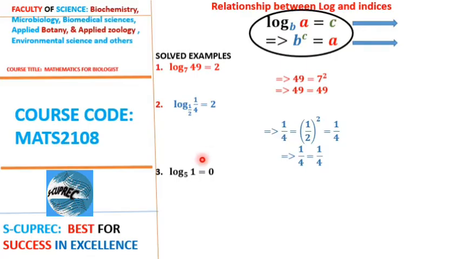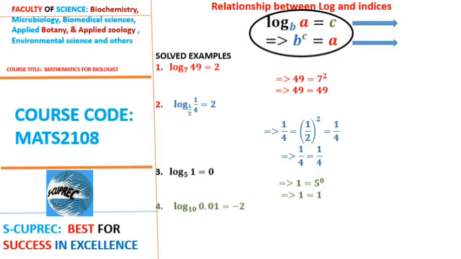Number 3, if we have the log of 1 base 5 equals 0, it simply means that 1 is equal to 5 raised to the power 0. Please follow this notation above. I'm simply using this conversion to convert the log form into the index form. Our 5 here is our b, our 0 is our c, so we have b raised to the power c, which is 5 raised to the power 0, equal to our a, which is 1. Any number raised to the power 0, as we said initially, is always equal to 1.